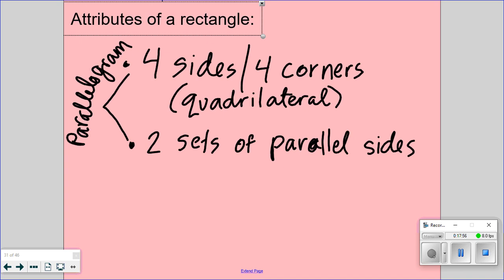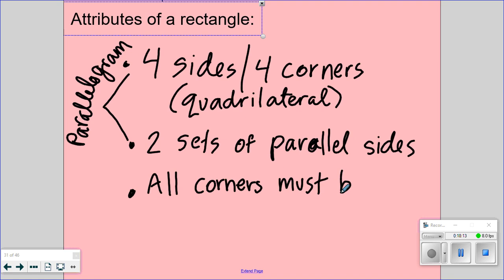There is one more rule that we haven't seen in shapes yet. This rule says all corners must be square corners. All corners must be square corners. We're going to talk about what square corners mean in just a second. So that's going to be our final rule right now for a rectangle. They have to be square corners.